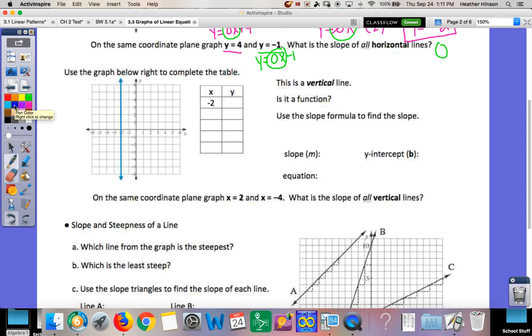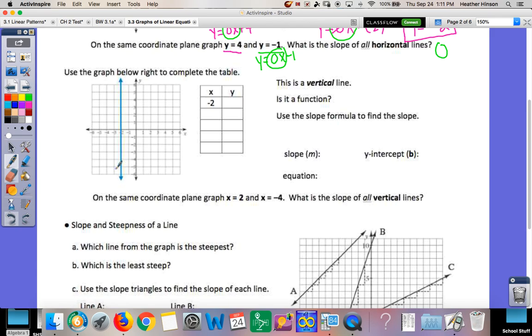Okay, for the second one, we're going to be looking at a vertical line. Vertical just means up and down. So they're not going to have any slant to them. They're just going to go straight up and down.